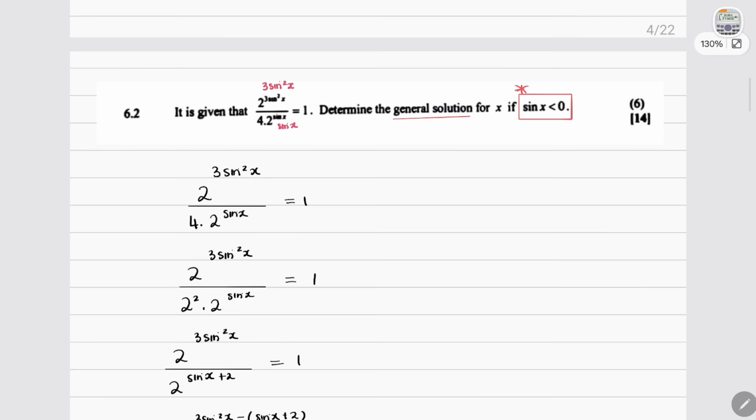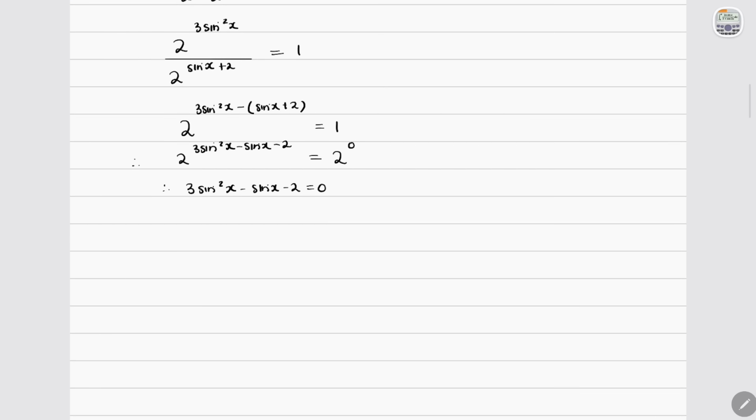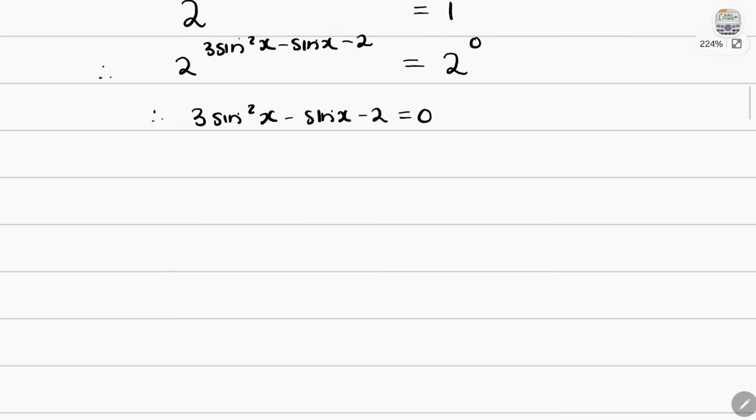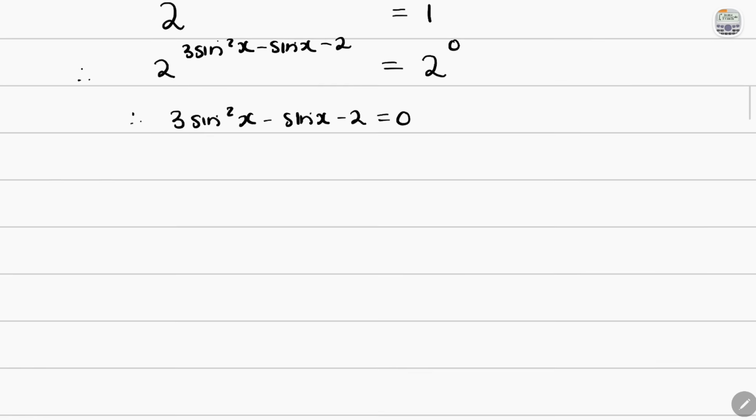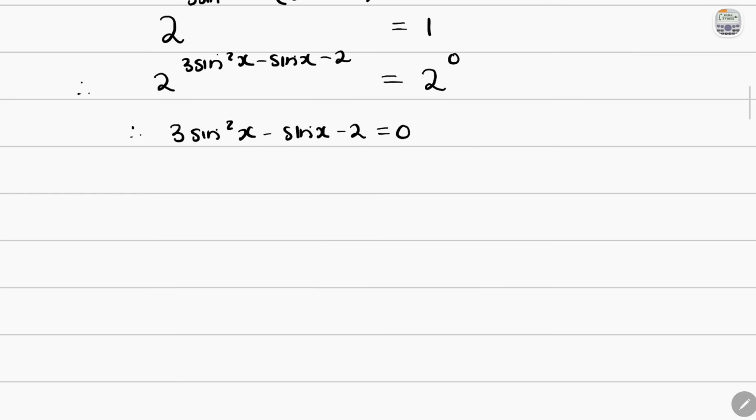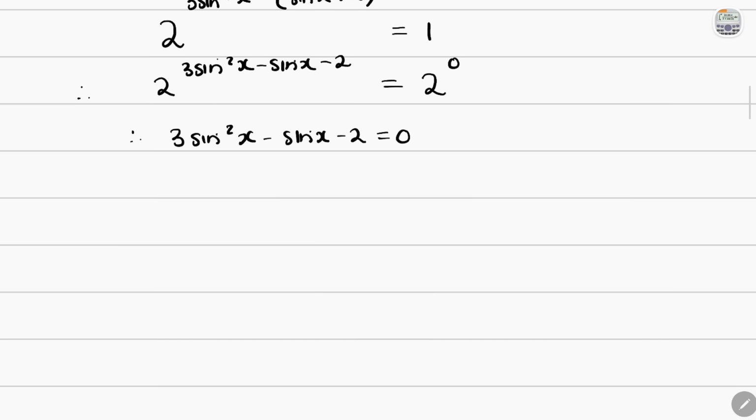This is a very creative way of writing that. So all we have to do is solve for this. We're going to have to factorize, clearly. I know this can look intimidating, but what you can do is say, let sine x be equal to k. Just do this on the side, you don't have to tell them this. So we'll have 3k squared minus k minus 2.